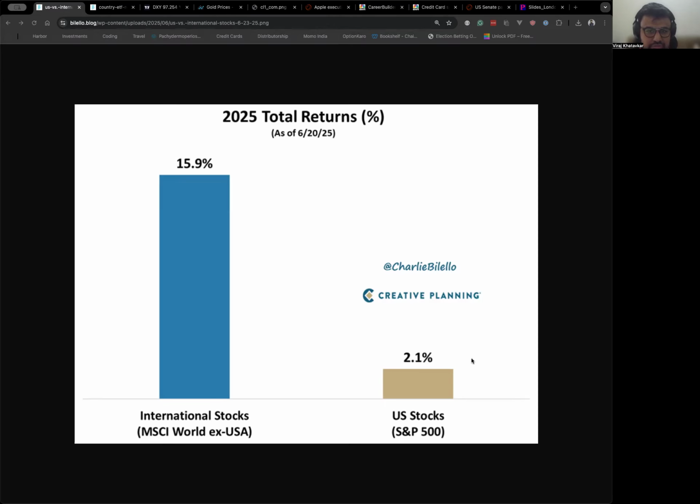And this is the US stocks, which is basically the S&P 500, and the return for those stocks is 2.1% in this calendar year, obviously in USD. So as you can see, international stocks have outperformed a lot this year. The question is whether this will continue or not. Now, I don't know for sure.